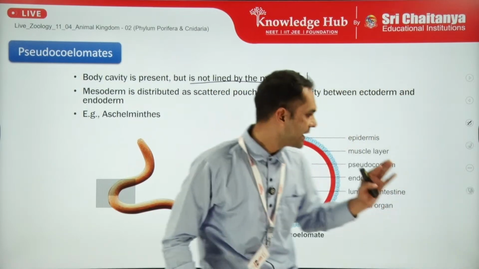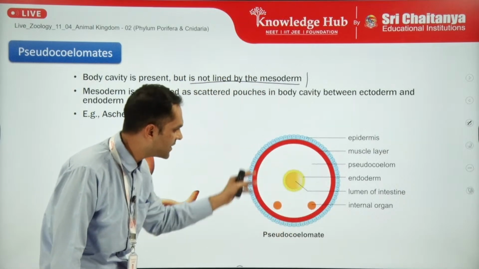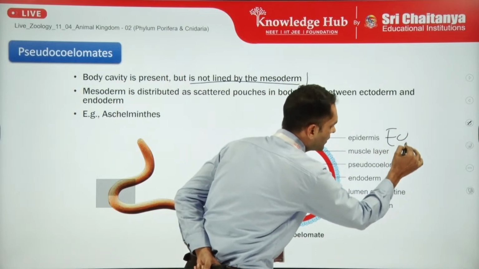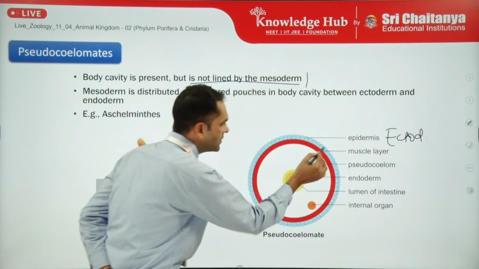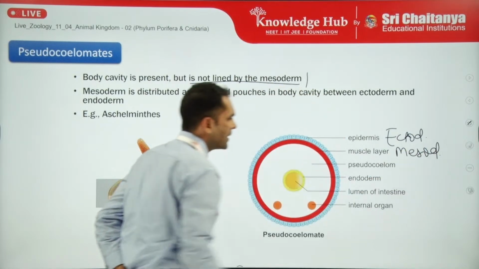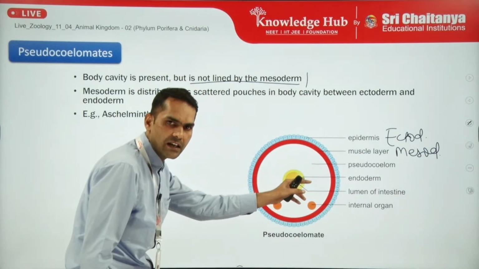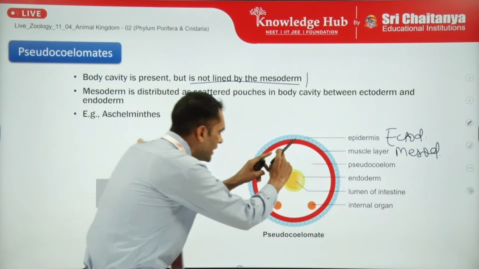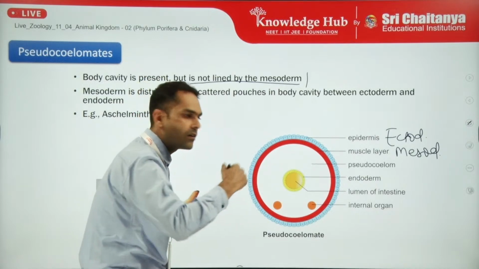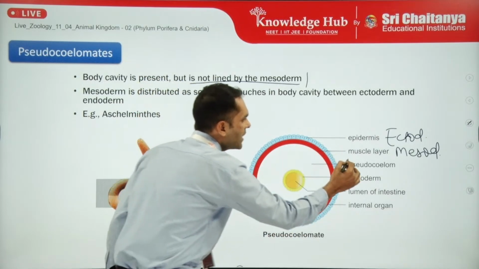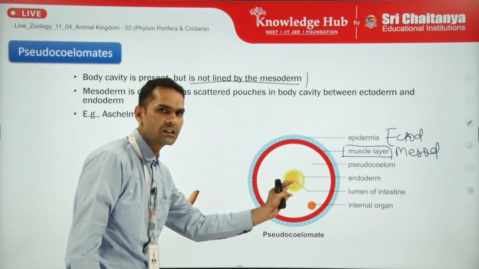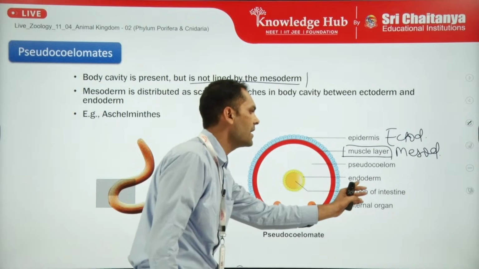But here I can show you, if you see this diagram, you see the epidermis, which is ectodermal in nature, right? And the muscle layer, which is mesodermal in nature. And this is the endoderm derived layer, so it is the endoderm. But in here, the cavity is present, but it is enclosed only on one side by the mesoderm derived germ layer, which is the muscle layer. But on the opposite side, it is enclosed by the endoderm.